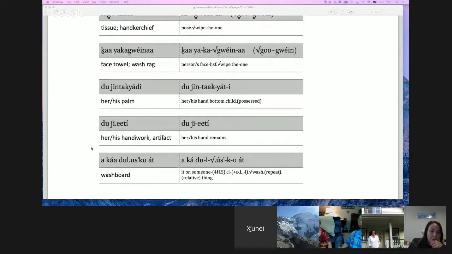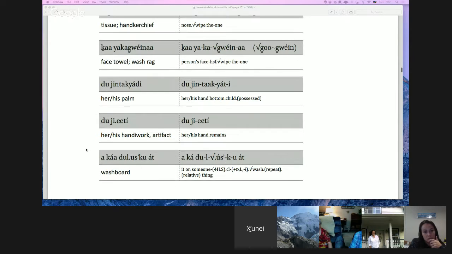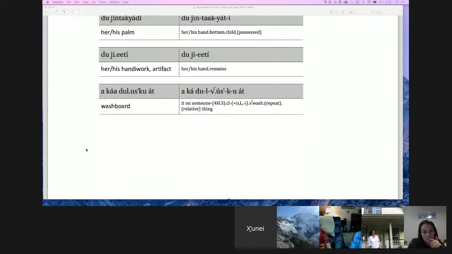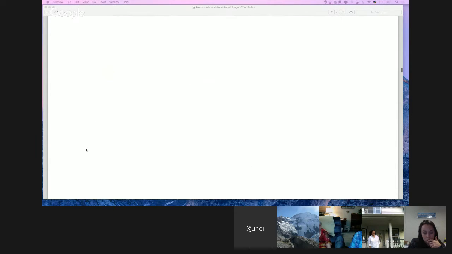And then we get it with body parts too. And we did a few of these. Duchin takyeti, the child of the bottom of the hand, is right in the center of the palm. It's the center of the palm, not just the palm. Duchiiti, the remnants of his or her possession or hands. And it's somebody's artwork or, you know, handiwork. Akaduhutskuat, the thing on which someone washes things.